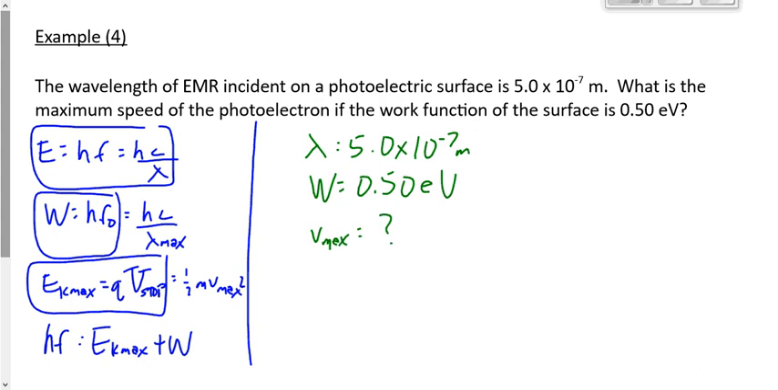I'm going to give you 5 seconds, and I'm going to start counting in a moment, 5 seconds to come up with the equation that we're going to use to solve this problem. Starting now. 1, 2, 3, 4, 5. Who's got it? Nobody's got it. Okay, that's okay.